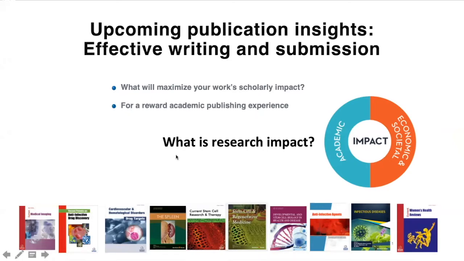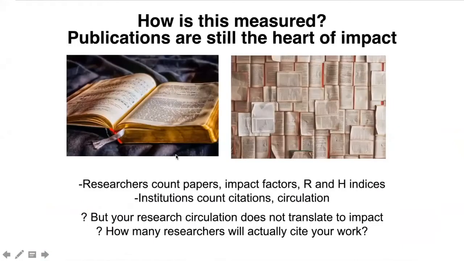This is really what we mean by research impact internationally when we look at this, when we assess researchers, when you build your profile and you are competitive internationally. However, publications remain at the heart of academic impact. Researchers count papers. They look at things like impact factors, R indices, your H index. Your institutions are going to count citations and circulation.